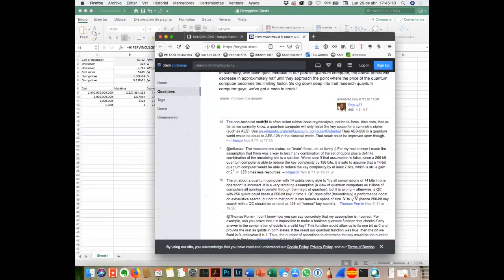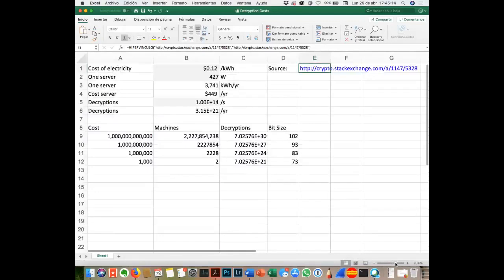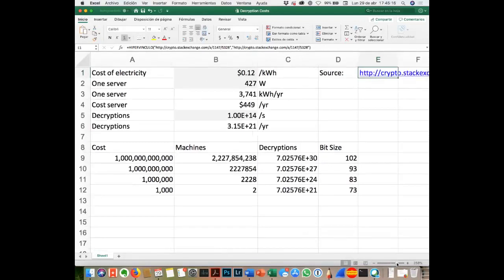But here's the spreadsheet the guy produced. And it basically says if electricity costs $12 a kilowatt hour and a server uses 427 watts and therefore 3,740 kilowatt hours per year, and you're going to spend $449 on the server, and it can do 1 times 10 to the 14th decryptions per second, and therefore this many per year, how many machines and at what cost would it take to break a code by brute force that was 73 bits long? 2 computers and $1,000. Okay, we should probably not use a 73-bit key.